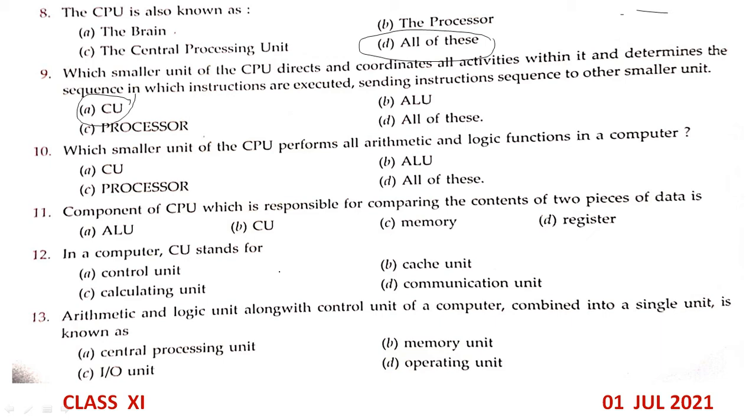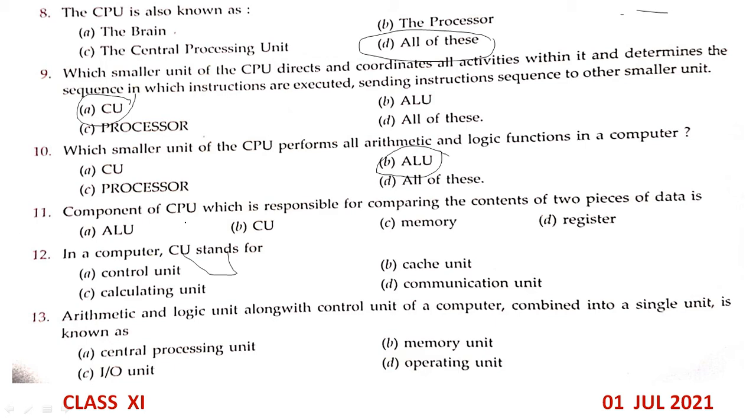Question number 10. Which smaller unit of the CPU performs all arithmetic and logic functions in a computer? The expansion of the term ALU itself is arithmetic and logic unit, which performs arithmetic and logic functions. Next question, question number 11.